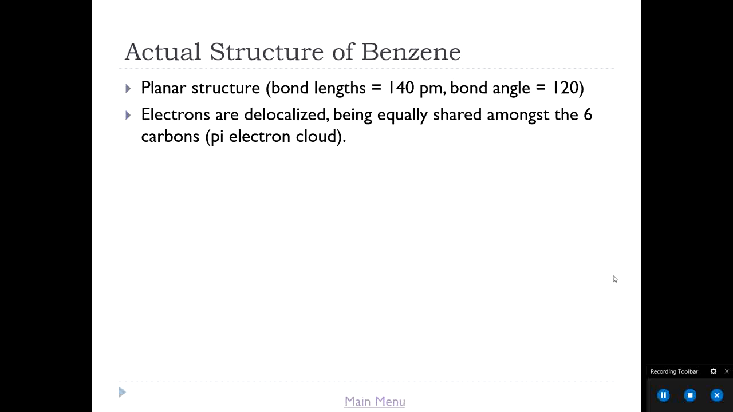Okay, so they don't hold their place in these double bonds and then switch back and forth from one spot to another. It's actually that the electrons are completely shared. Okay, so we call it a pi electron cloud. We get in a little bit more into pi electrons in chapter 14. So the electrons are delocalized, being equally shared evenly amongst the 6 carbons. So this is why all the bond lengths are even, and this even sharing is what actually stabilizes benzene and makes it not undergo things like addition reactions.